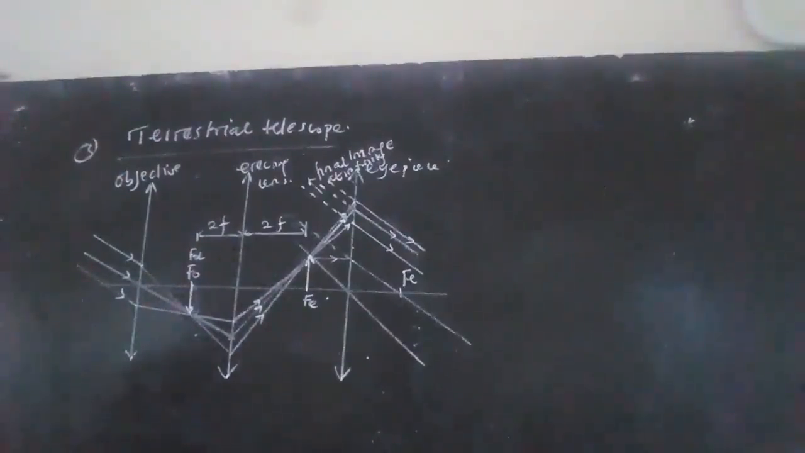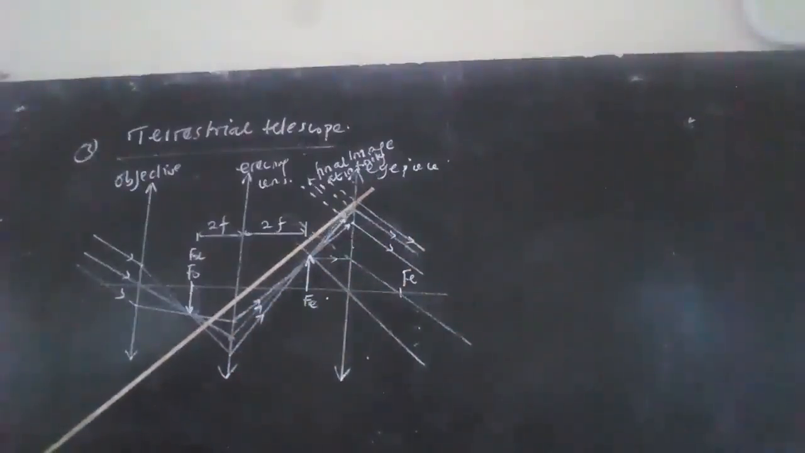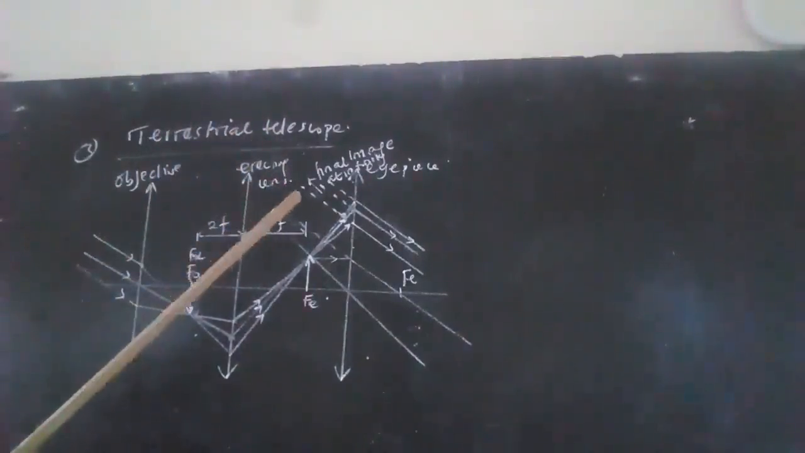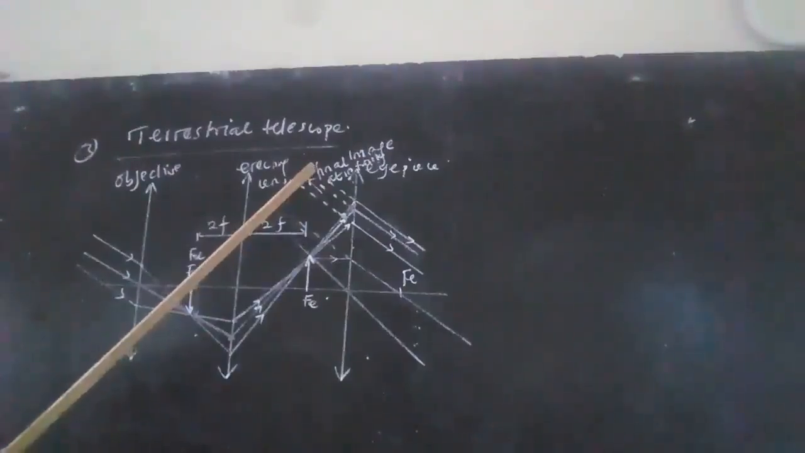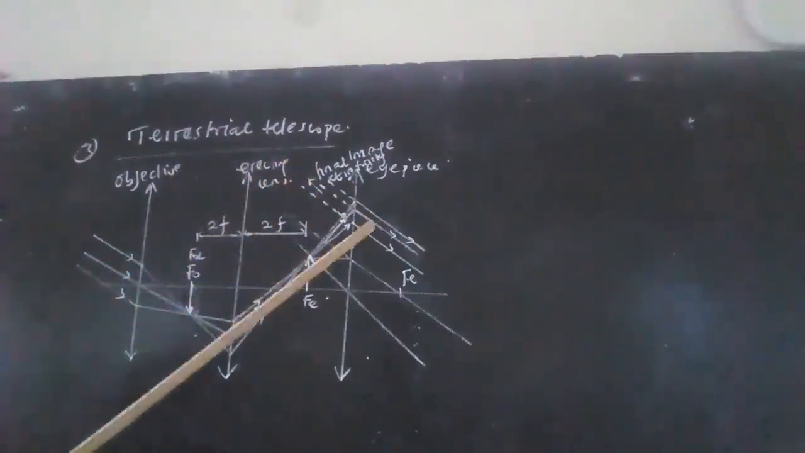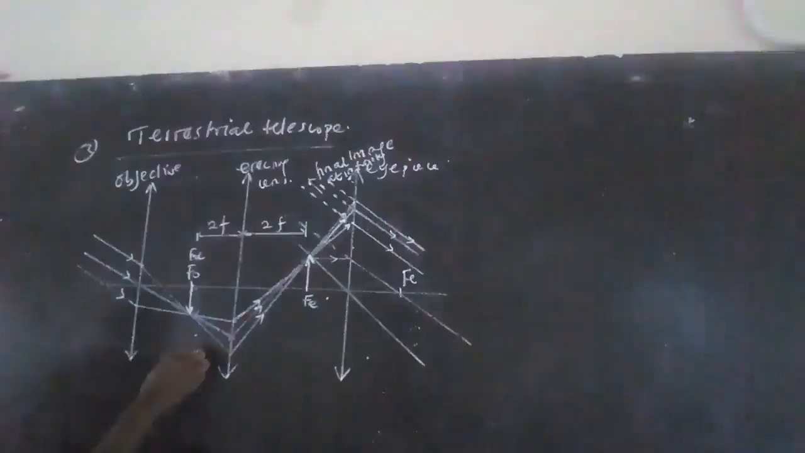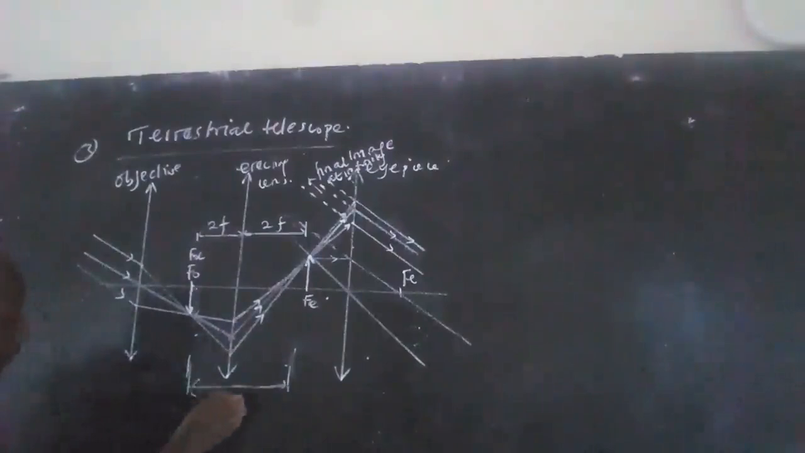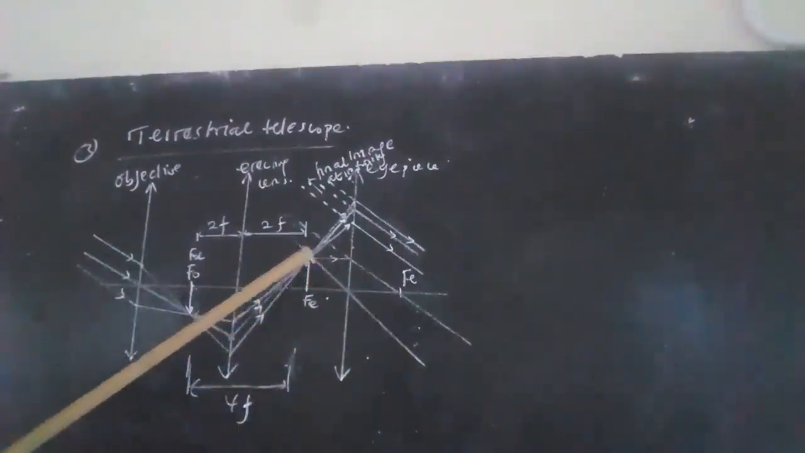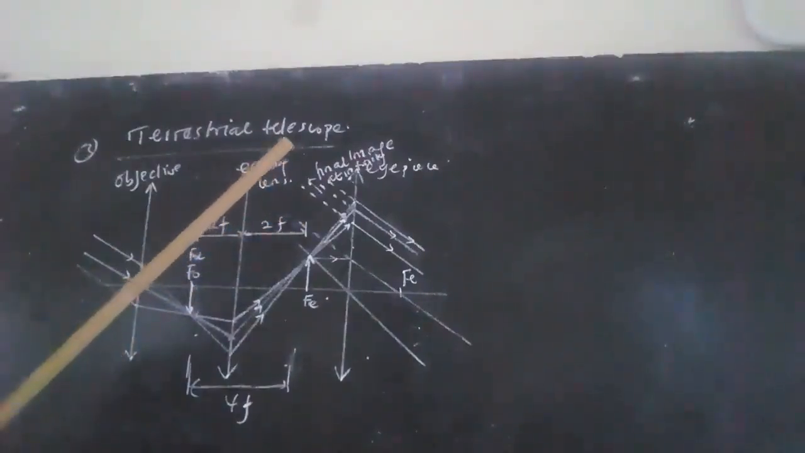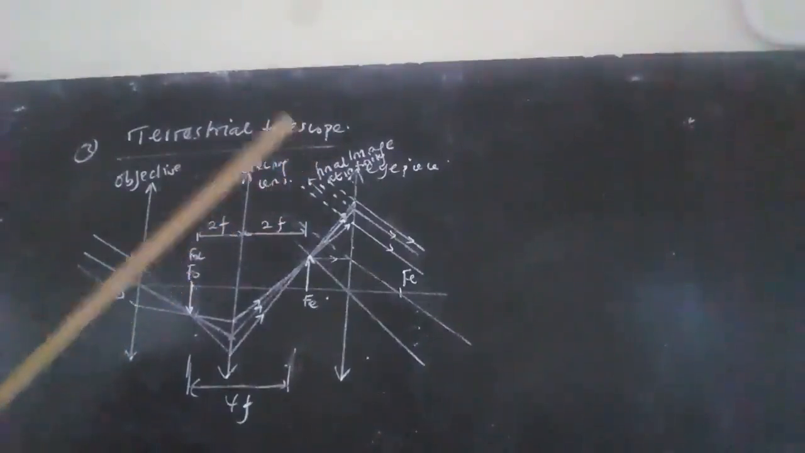So the advantage of the terrestrial telescope is that it forms an erect image. The image is erect up this side. The disadvantage: one, it is very bulky as you can see, because the length is increased by 4F from here up to here. That's number 1, compared to the astronomical telescope.